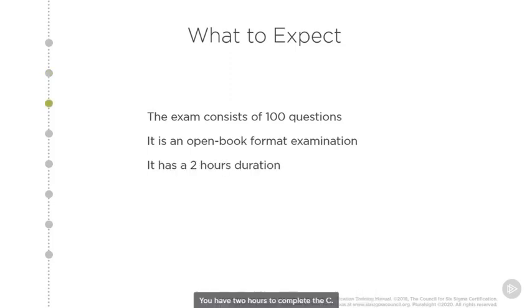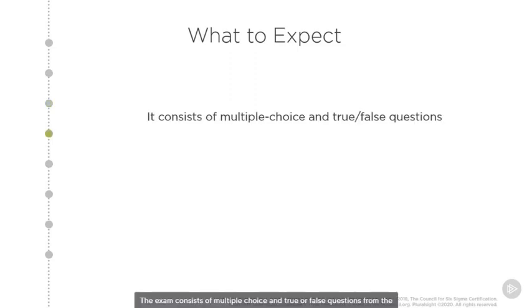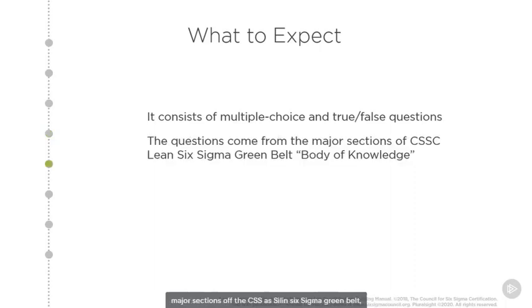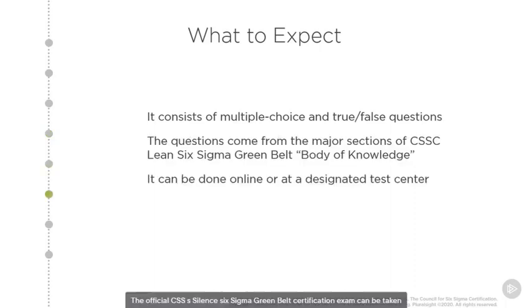You have 2 hours to complete the CSSC Lean Six Sigma Green Belt Certification Exam. The exam consists of multiple choice and true or false questions from the major sections of the CSSC Lean Six Sigma Green Belt body of knowledge. The official CSSC Lean Six Sigma Green Belt Certification Exam can be taken either online, utilizing the link that you can find at the CSSC website, or at designated testing centers located worldwide.